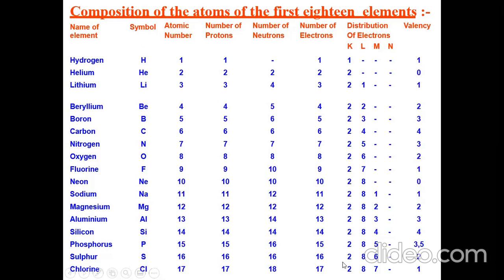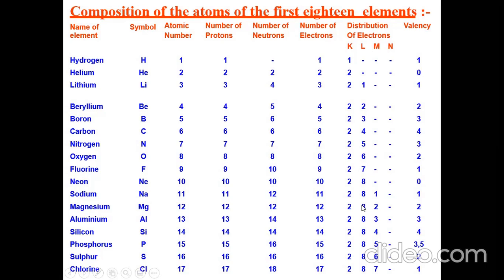This is the electronic configuration of the element. Beryllium 4, 2, 2. Boron 5, 2, 3. Carbon 6, 2, 4. Nitrogen 7, 2, 5. Oxygen 8, 2, 6. Fluorine 9, 2, 7. Neon 10, 2, 8.